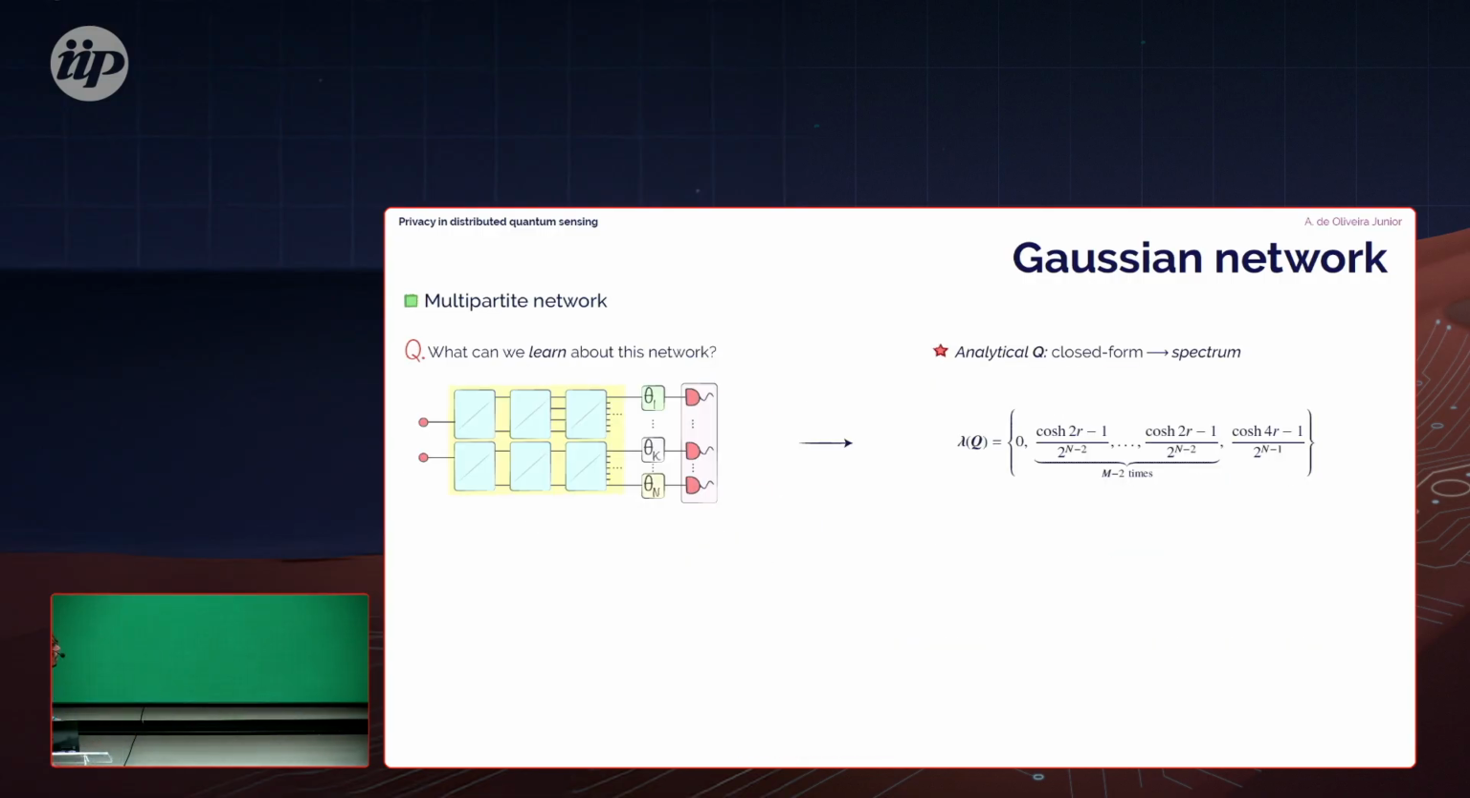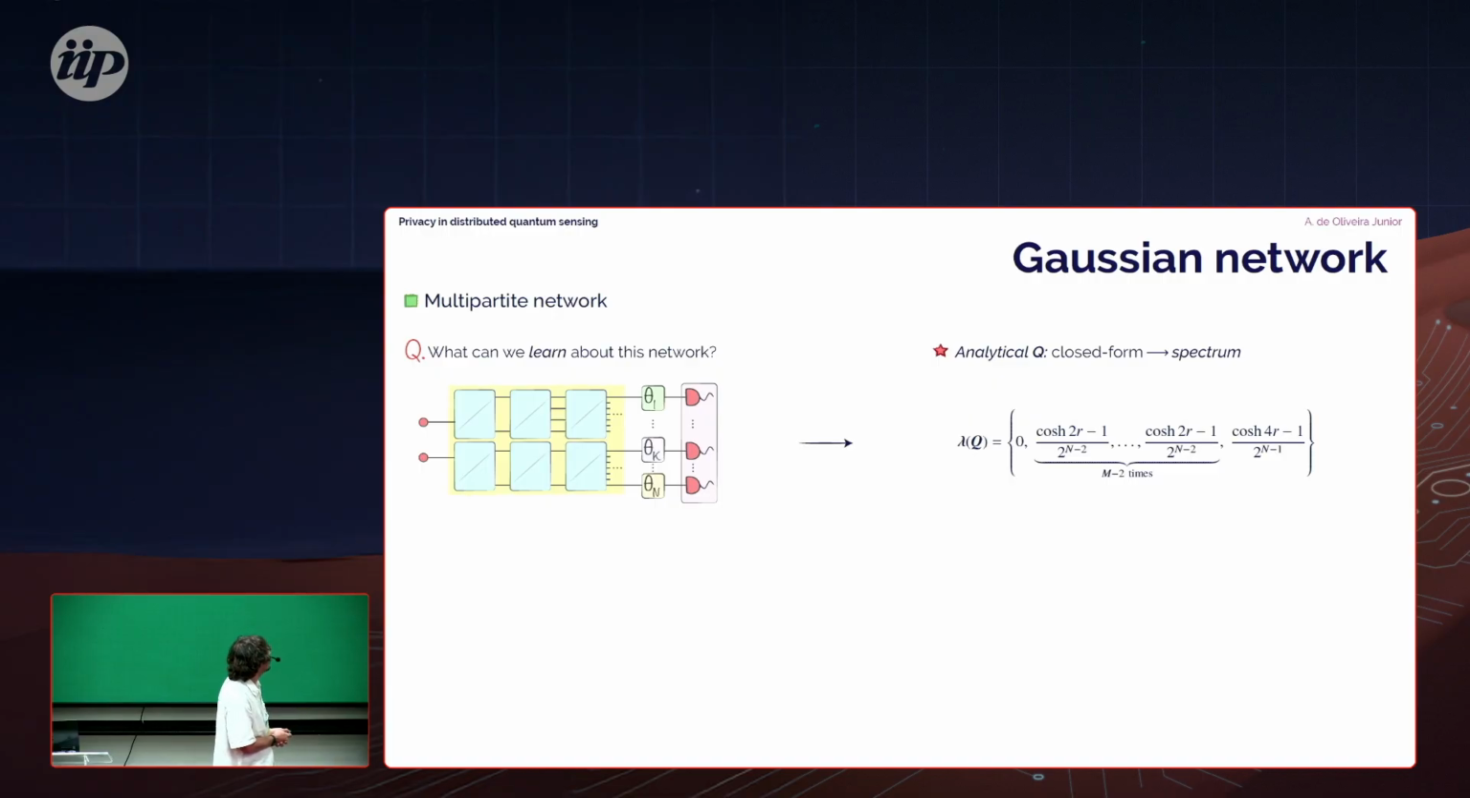And let's look at the simplest case scenario, because when we generalize, things don't change too much, only the expressions get a bit more complicated. So let's just assume that we have this two-mode squeezed state, and we are sending this two-mode squeezed state into this beam splitter network and encoding phases. So then the question is what we can learn about this network.